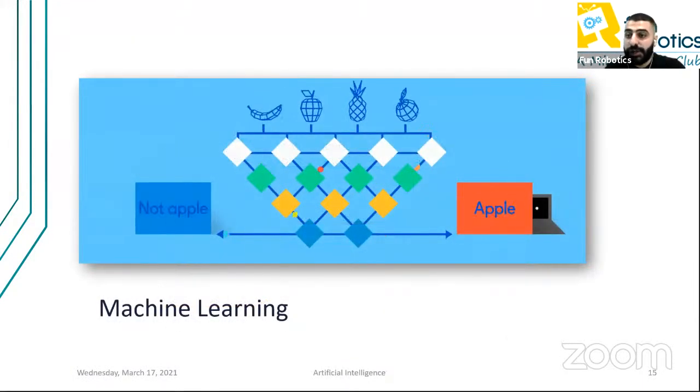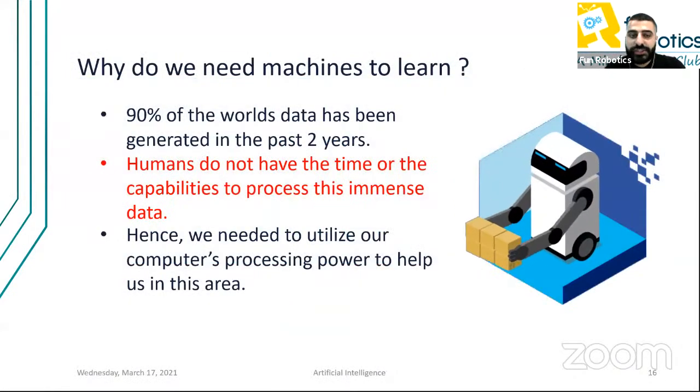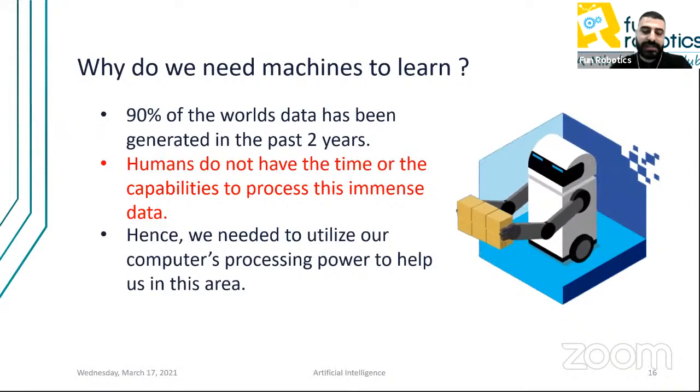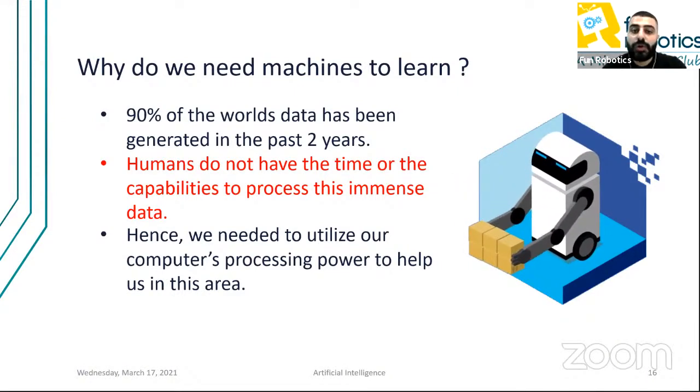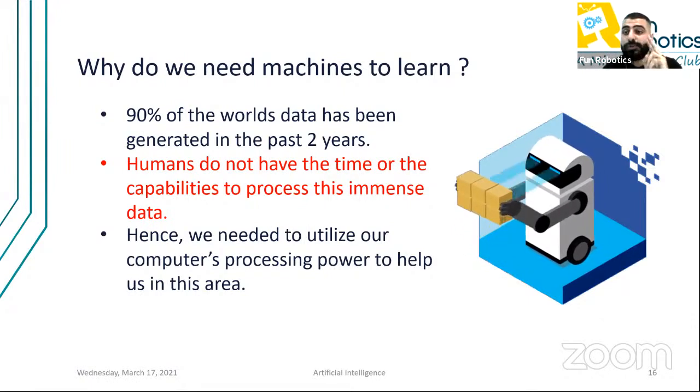So let's talk about machine learning. It allows a machine to figure out if a picture of a fruit is an apple or not an apple. So why do we need machines to learn? Very important, as I mentioned, data. It was mentioned in the video that 90% of the world's data has been generated in the past 2 years.